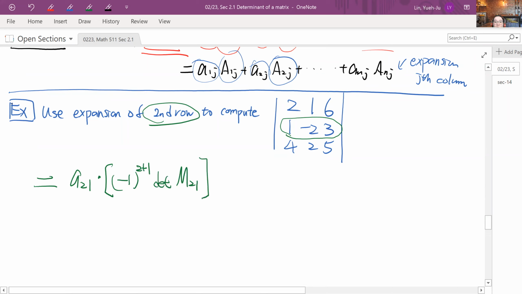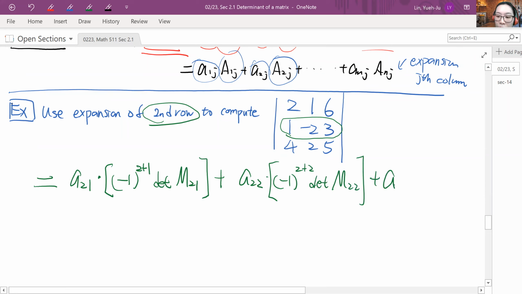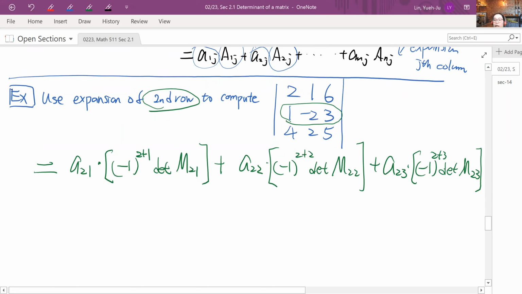Right, this is the A21 with the corresponding cofactor. Plus, I'm doing the second row, so it's A22 times minus 1 to the 2 plus 2, times the determinant of M22. Right now, I'm trying to do everything step by step. Once you're familiar with it, you don't need to do all the middle steps. You can directly start computing, right?